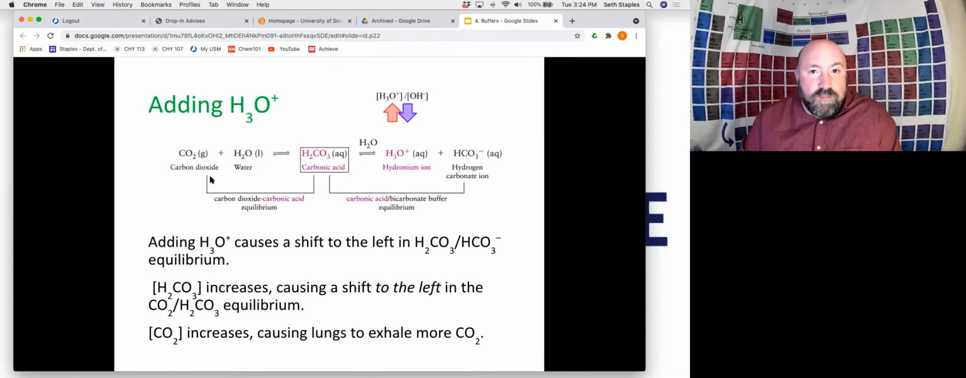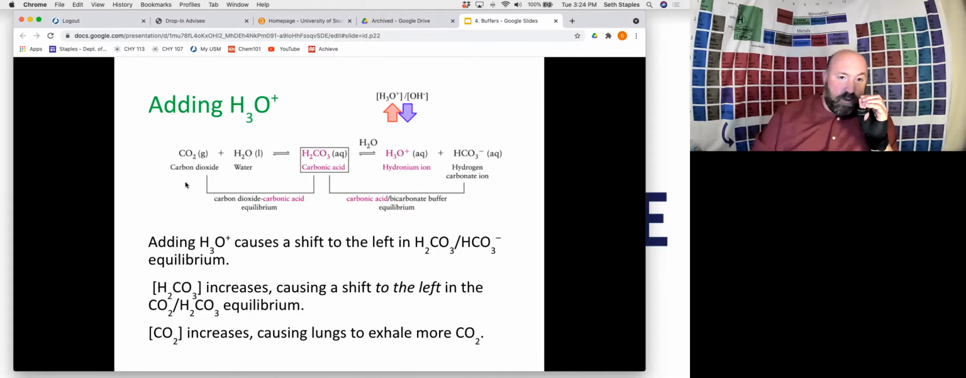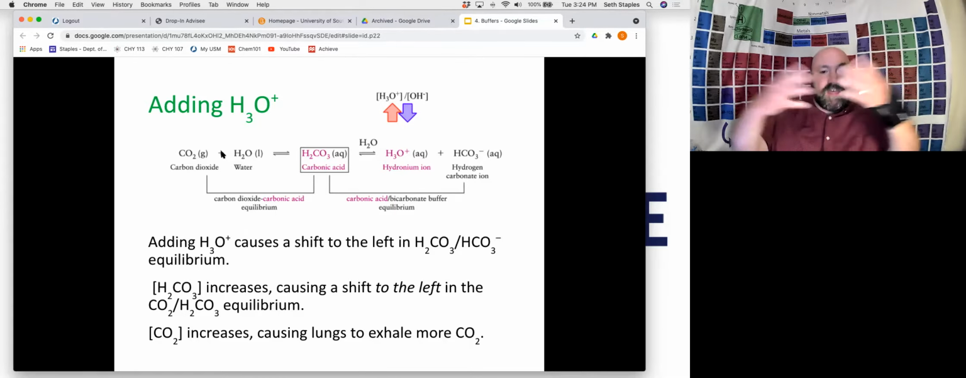Again, I've already mentioned this, but this gives us another depiction of what's going on here. We have our H3O+. If we add H3O+, that's going to cause a shift to the left, so we're going to come over this way a little bit. When CO2 increases, we'll just breathe some of it out. So adding some H3O+ is going to cause us to shift over this way, form more CO2, which we can then just easily breathe out.